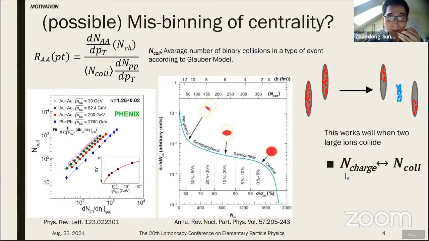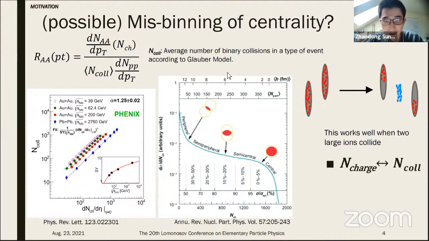One possibility is that the centrality could be mis-binned in this analysis. This is the definition of the nuclear modification factor: the yield in ion collisions divided by the yield in proton-proton collisions, multiplied by the number of binary collisions according to the Glauber model.